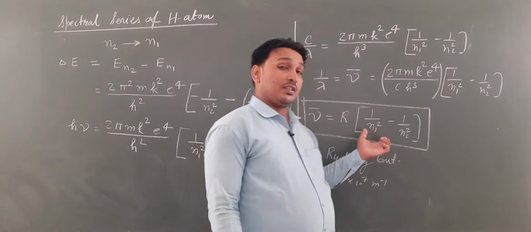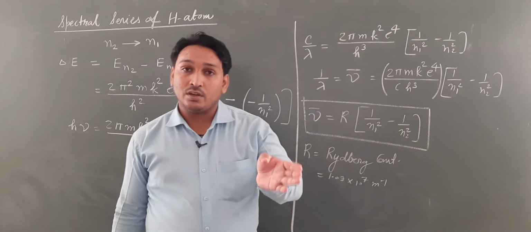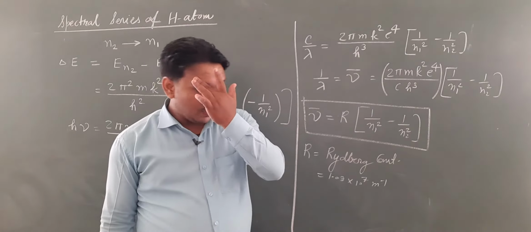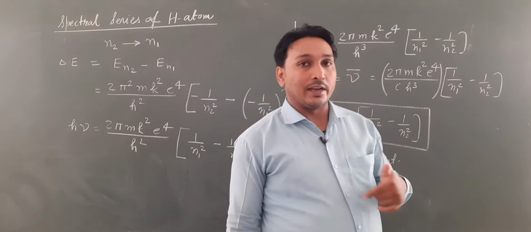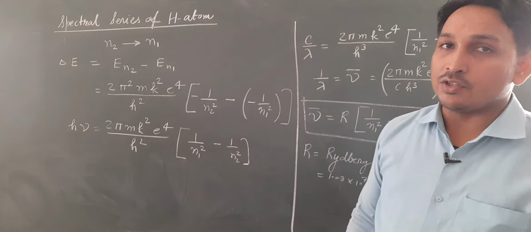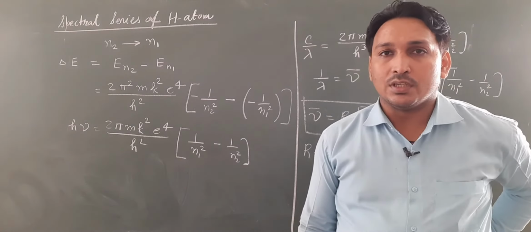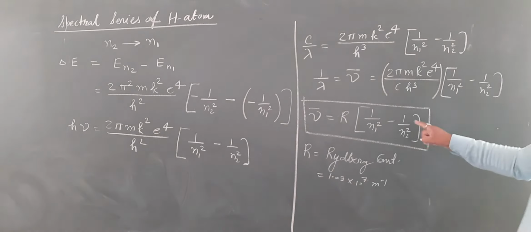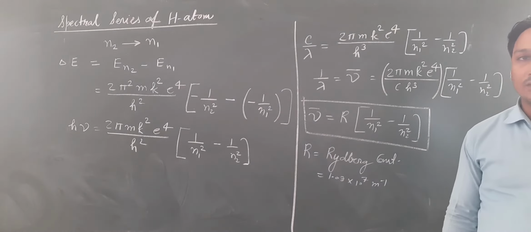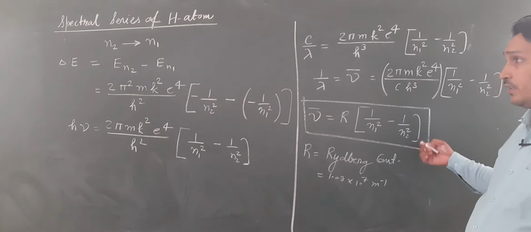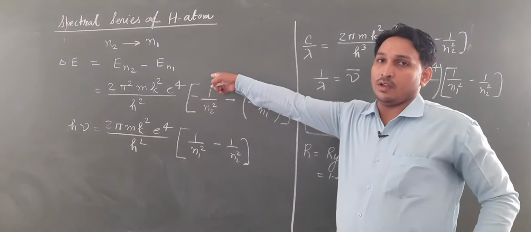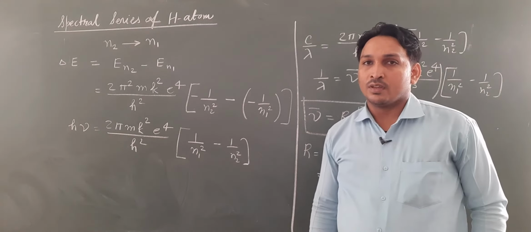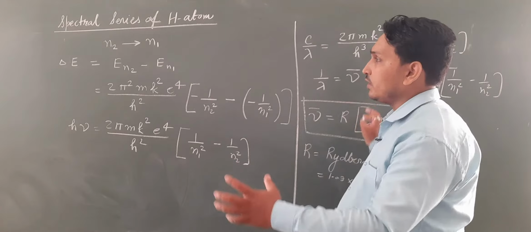As per the electron is taking transitions from n2 to n1, accordingly the wave number will be emitted. If wave number is known, then we can calculate the wavelength, and if wavelength is known, we can calculate the frequency. Is it clear? This is the main expression which describes the spectral series of the hydrogen atom, and this expression comes from the frequency condition of Bohr atomic model. So this is how these things are interlinked.